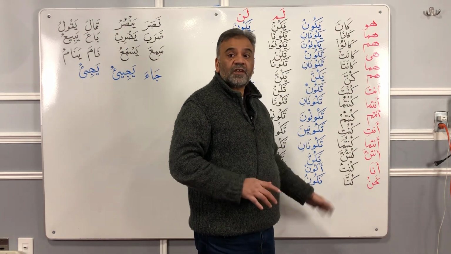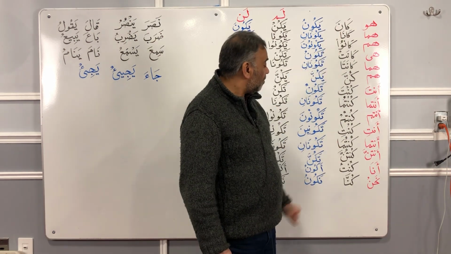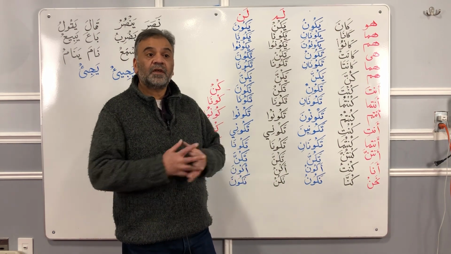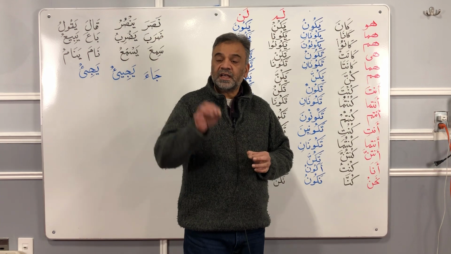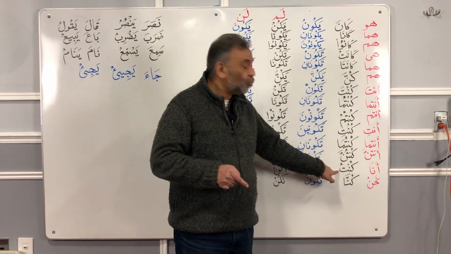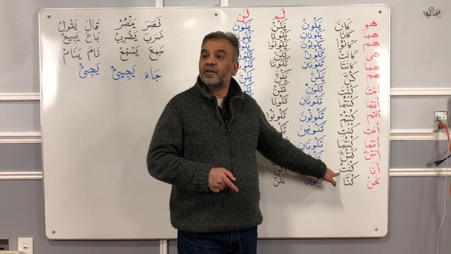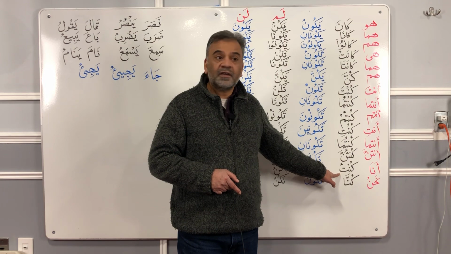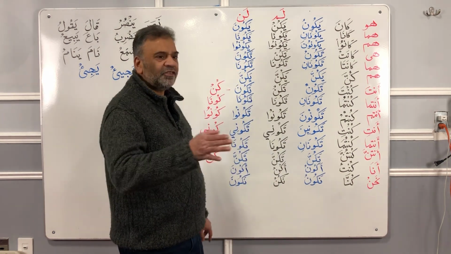As long as we understand fi'l madi, kana, he was or he became. When I say kuntu, I was or I became. La ilaha illa anta subhanaka inni kuntu minaz zalimin. I became among the zalimin, the transgressors. It's a rough translation.